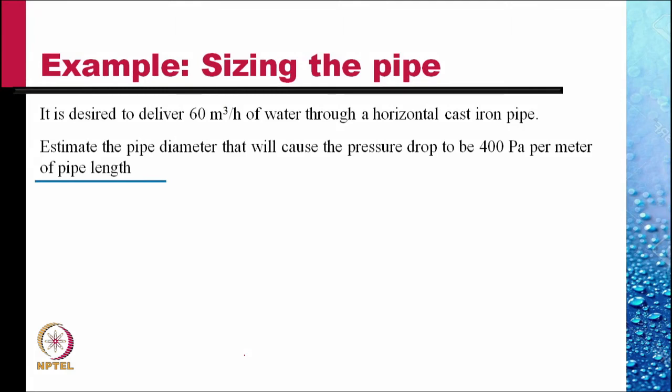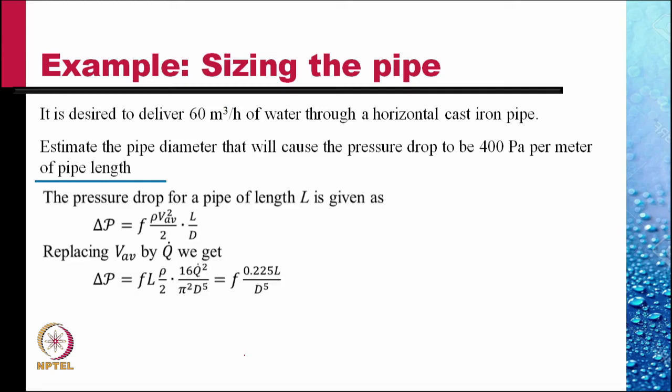We'll show this process through an example. It is desired to deliver 60 cubic meter per hour of water through a horizontal cast iron pipe. Estimate the pipe diameter that will cause the pressure to drop at 400 Pascal per meter of pipe length.